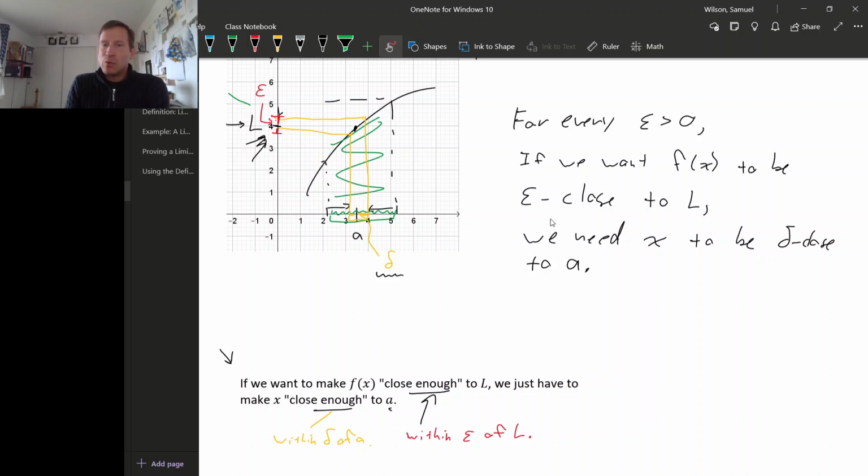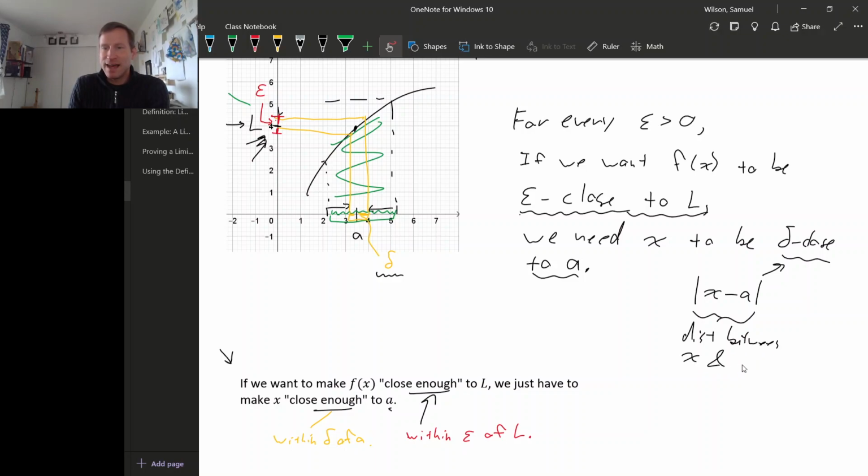All right. Well, there's a nice way to phrase being epsilon close to L and being delta close to A. I'm going to write it for the delta version. What we're saying is that x has to be no more than delta away from A. We can measure the distance between x and A by taking the absolute value of x minus A. So this is the distance between x and A. And to be delta close to A, we need the absolute value of x minus A to be less than delta.